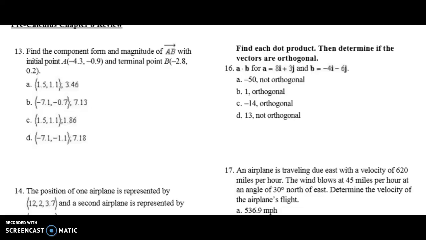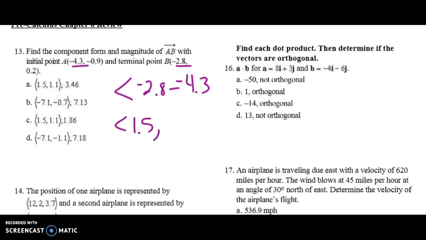Number 13 says find the component form and magnitude of vector AB with initial point (-4.3, -0.9) and terminal point (-2.8, 0.2). Remember how we find the component form: we take B minus A. So -2.8 minus -4.3 ends up being 1.5.